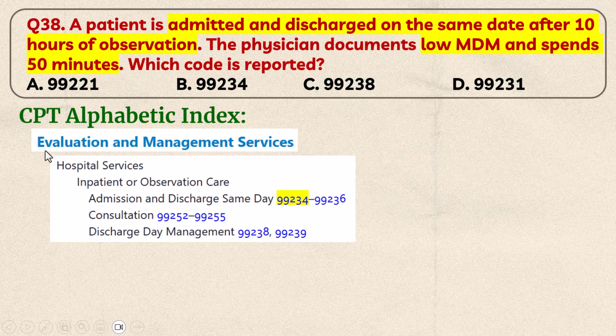So once you go to the alphabetic index, first go to the index term evaluation and management services, then go for the subterm hospital services, subterm inpatient or observation care. Here you have to go for the code admission and discharge same day. So it will lead to the code series 99,234 to 36. Again, come back to the tabular list and confirm the answer.